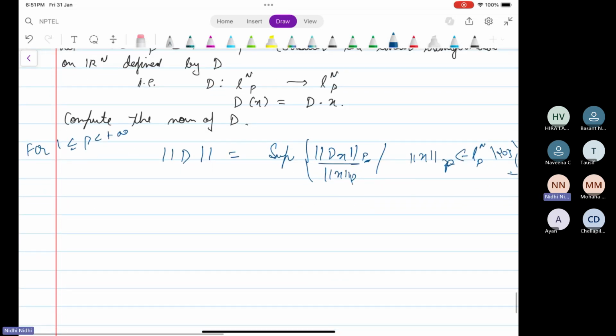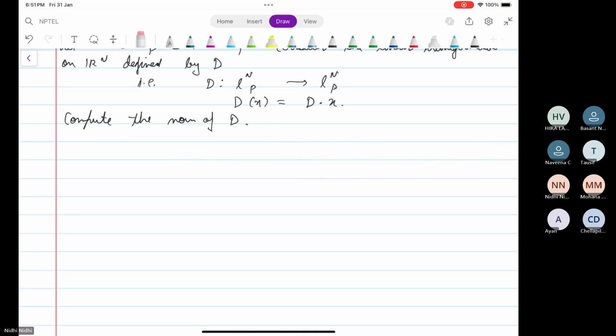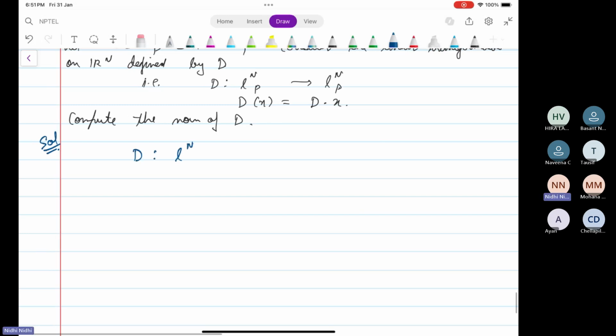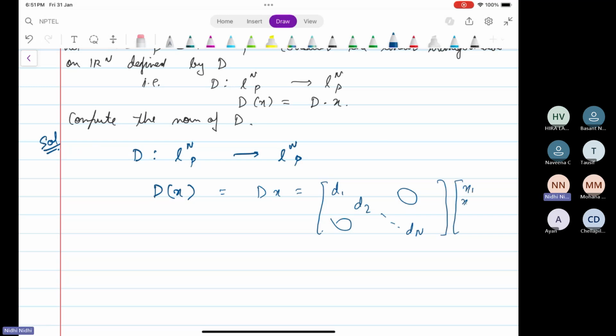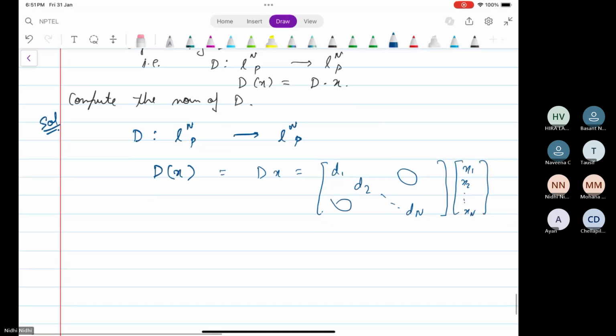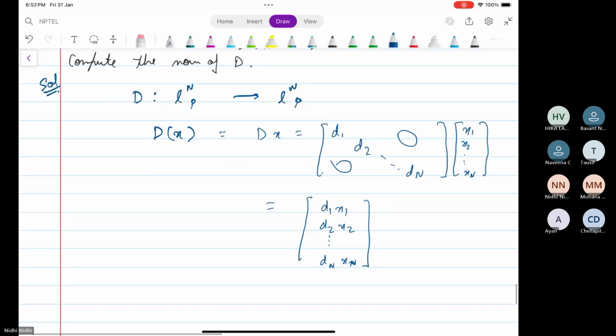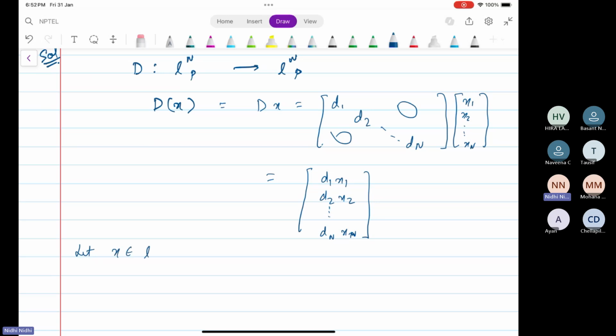So let's see how our Dx looks like. We have D from l^n_p to l^n_p, D at x is equal to D times x, which is, now D is a diagonal matrix, D_11 is d_1, then d_2, up to d_n, and the rest of the terms are 0. This times x_1, x_2 up to x_n. So this is the vector d_1 x_1, d_2 x_2, and so on up to d_n x_n. Now let x belonging to l^n_p minus 0 be arbitrary.